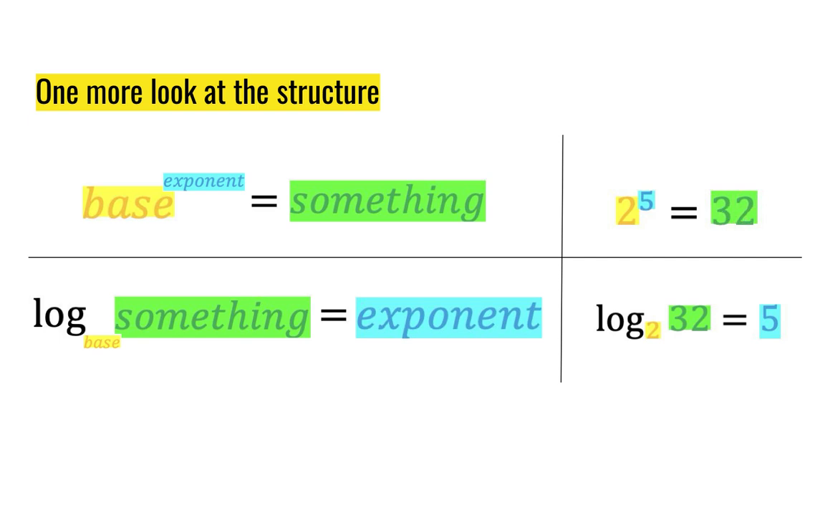Rewritten as a logarithm, that base moves down to a subnotation. It's tiny and it's low. Be careful how you write that. Of that something equals the exponent. What's important here is that the exponent is isolated.